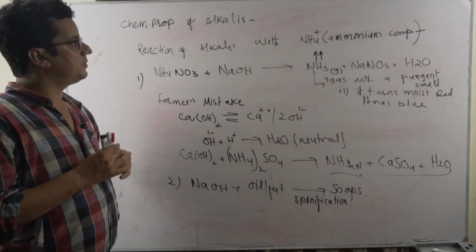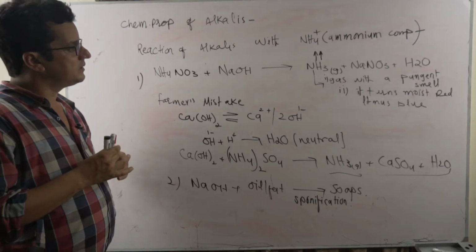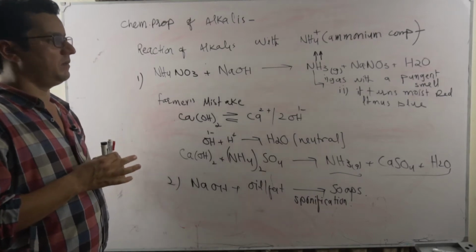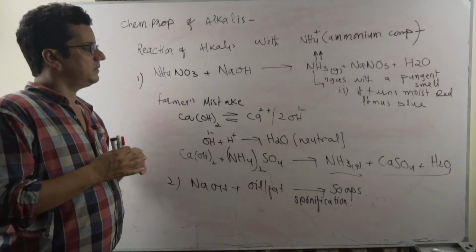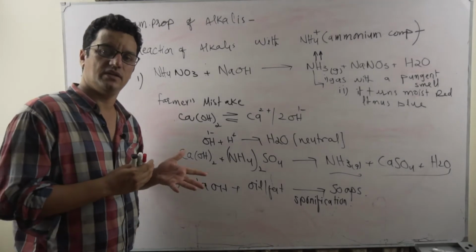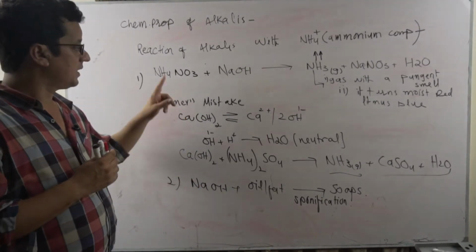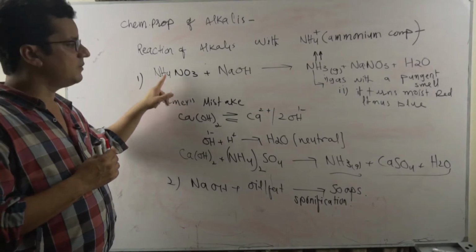So, chemical properties of alkalis. Alkalis: one most important chemical property in your IGCSE and GCE levels. This is a very common question because it is a sort of awareness for the society. You'll find out how. The idea is ammonium nitrate, suppose it is any ammonium compound.